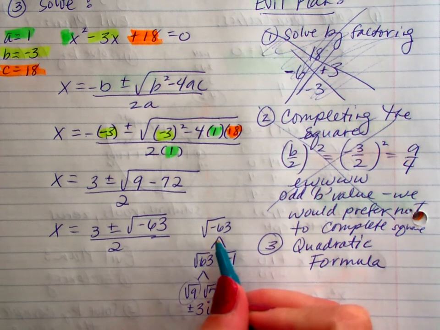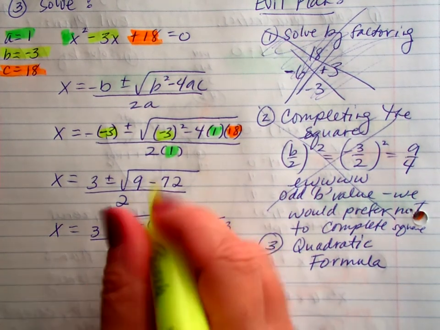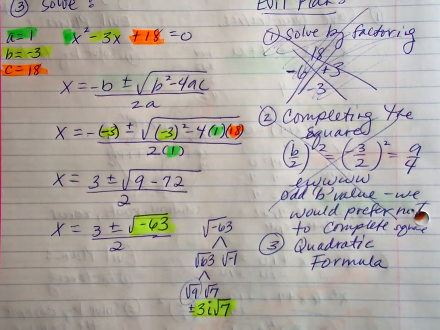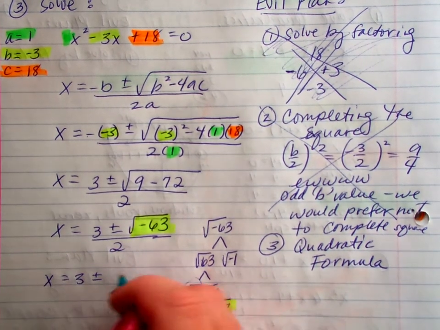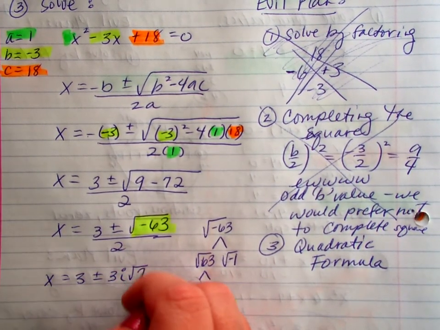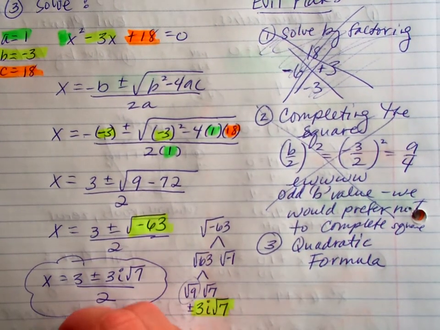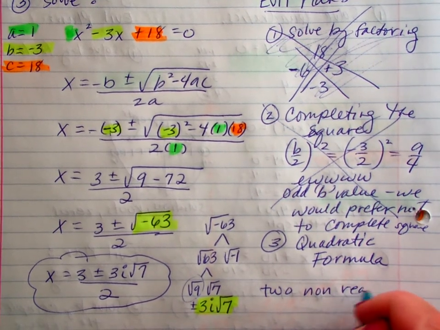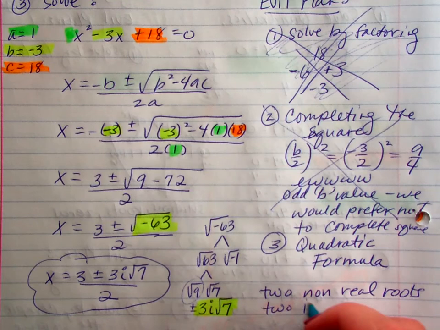Notice what root negative 63 simplifies to. This becomes this. So here I go. x equals 3 plus or minus 3i root 7 over 2. What did I just find? I just found my two non-real roots, or my two imaginary roots.